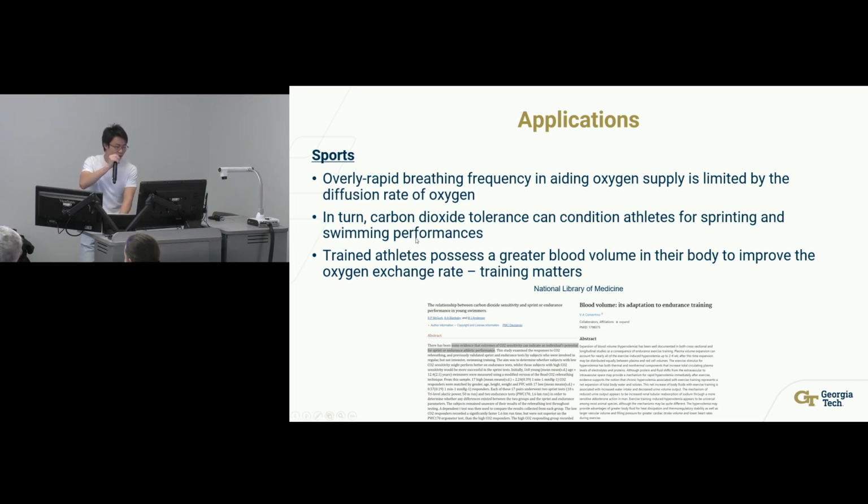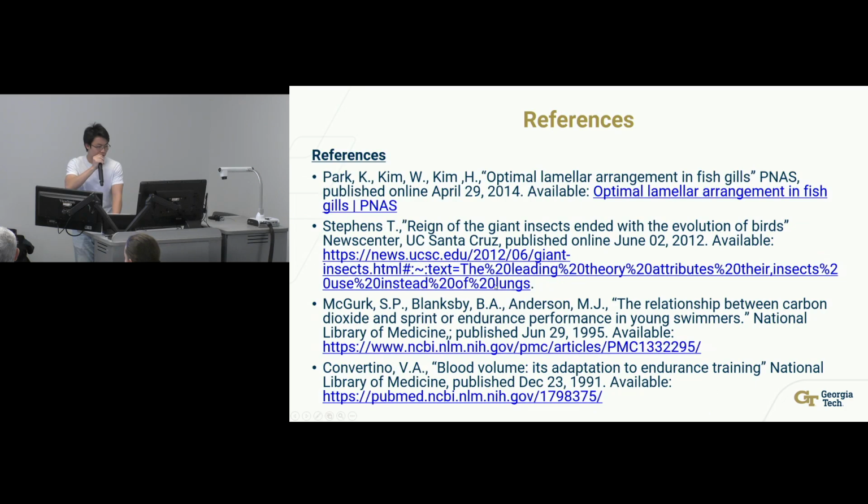But for some of the more experienced athletes, they train a lot and they train every day. In turn, they are really tolerant to the carbon dioxide buildup in their body, so that they are not as reactive when they are feeling short of breath. Also, trained athletes possess a greater blood volume in their body, so that it helps with their oxygen diffusion rate, so that they don't have to breathe as much, but they still get more oxygen for their body. And that's why the training and conditioning for the athletes really matters. And I think that's all I have for today.